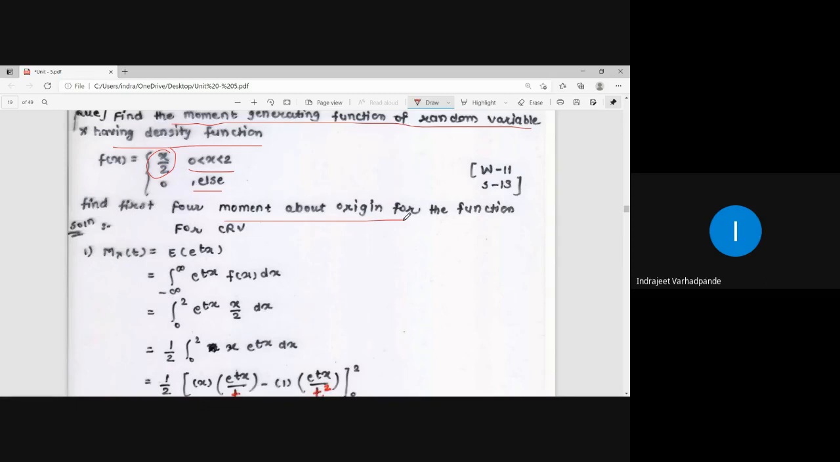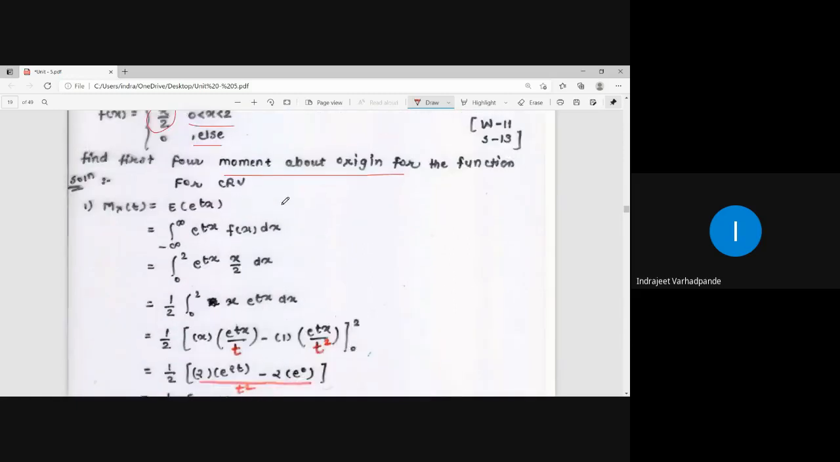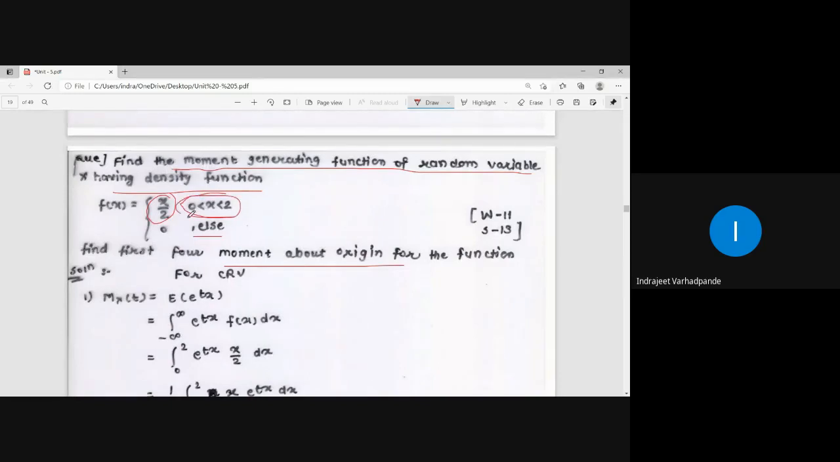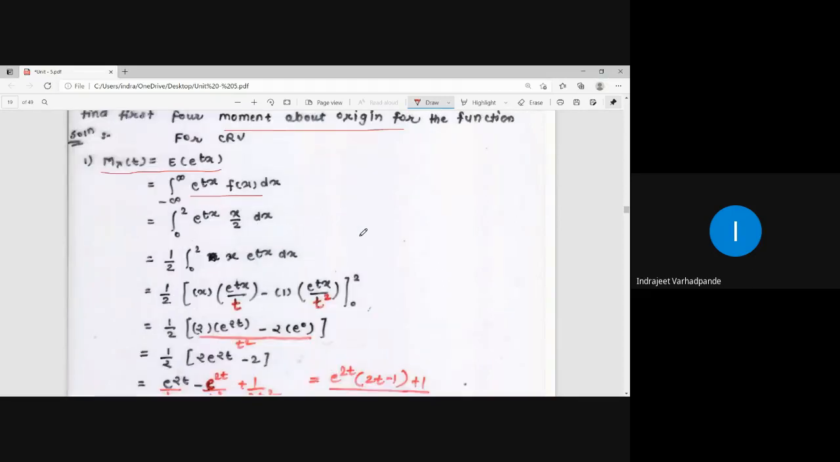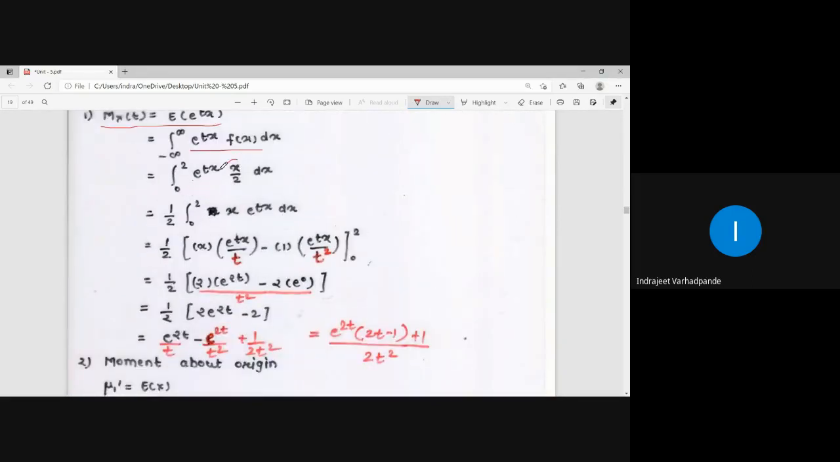So usually in many of the examples you will find that moment generating function is directly connected with the moments about origin. So for a continuous random variable, again integration will be taken. Here the range of integration will be 0 to 2. So moment generating function is expectation of e to the power tx, integration from minus infinity to infinity, e to the power tx into f of x, e to the power tx into x by 2, because range of integration is 0 to 2. Now 1 by 2 को बाहर, apply Lie rule, algebraic function and then exponential function.